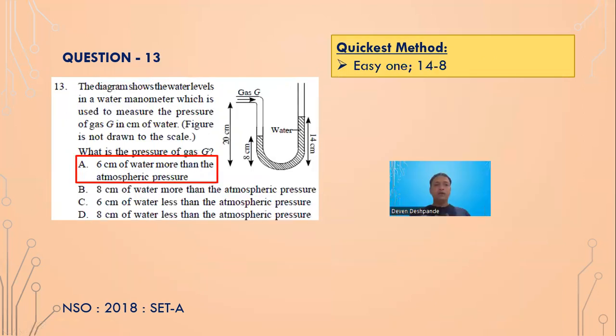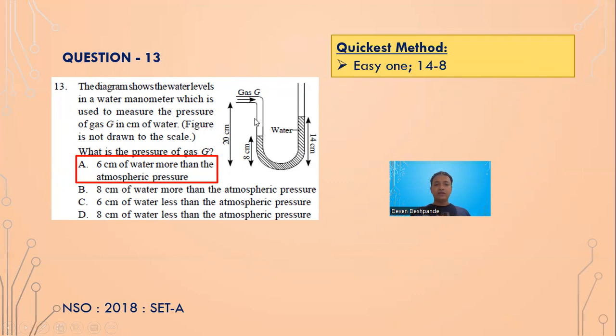Okay, next one. The diagram shows the water levels in a water manometer, which is used to measure the pressure of gas G in centimeter of water. What is the pressure of gas G? Again, it's an easy question. So how much has the gas G displaced? Here the level of water is 8 and here the level of water is 14. If you blow into this, the water will be pushed down and pushed up. But by how much distance? 14 minus 8. 6 centimeter of water more than the atmospheric pressure.